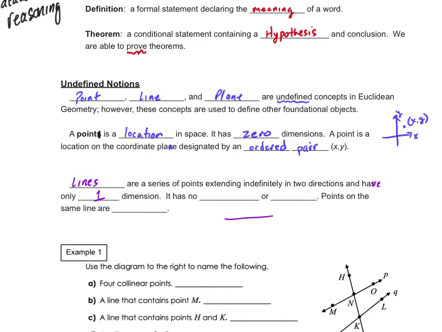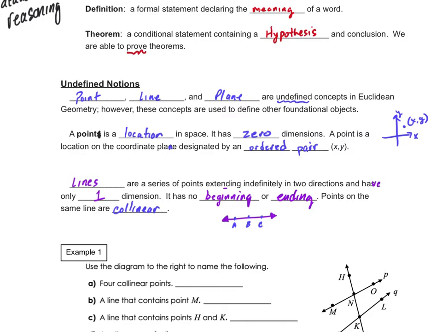It extends forever in two directions, has one dimension because it is not wide, it only has length, it has no width, and it has no beginning or ending, right? Because this is what my arrows mean, as my line goes on forever and ever. And then points on the same line are collinear. So if I have A, B, C all on those lines, A, B, and C would be collinear. That's all that word means: they are all on the same line.